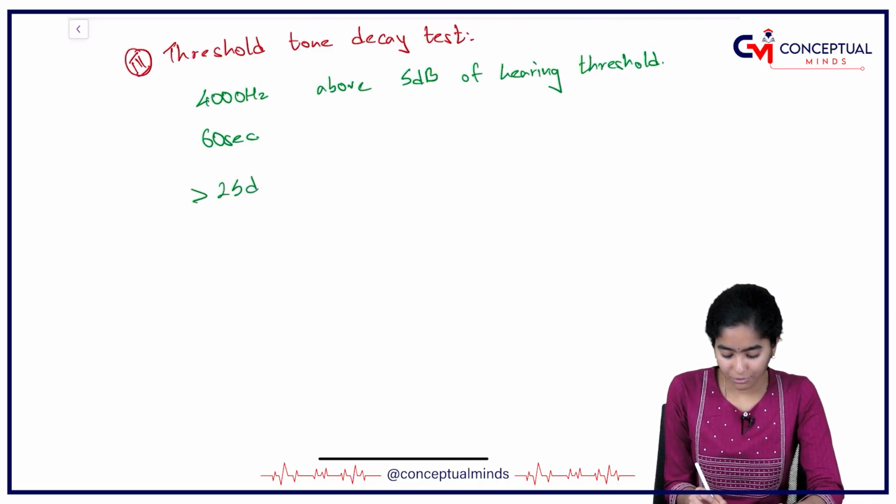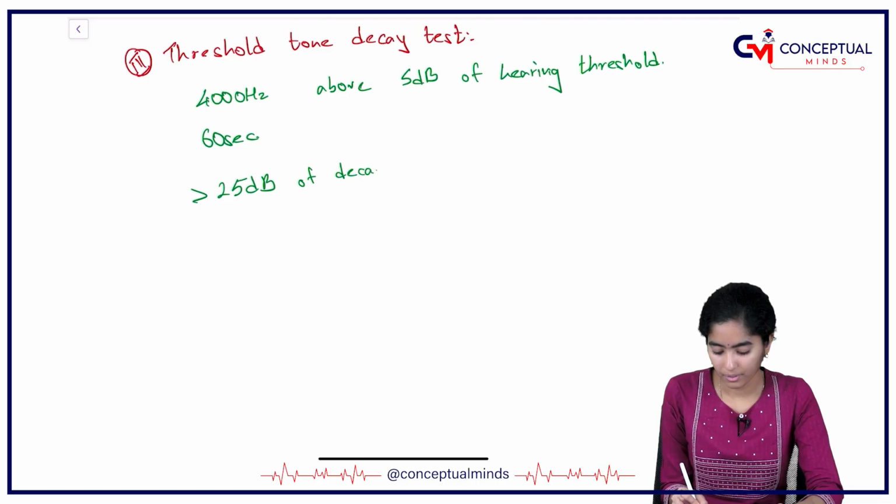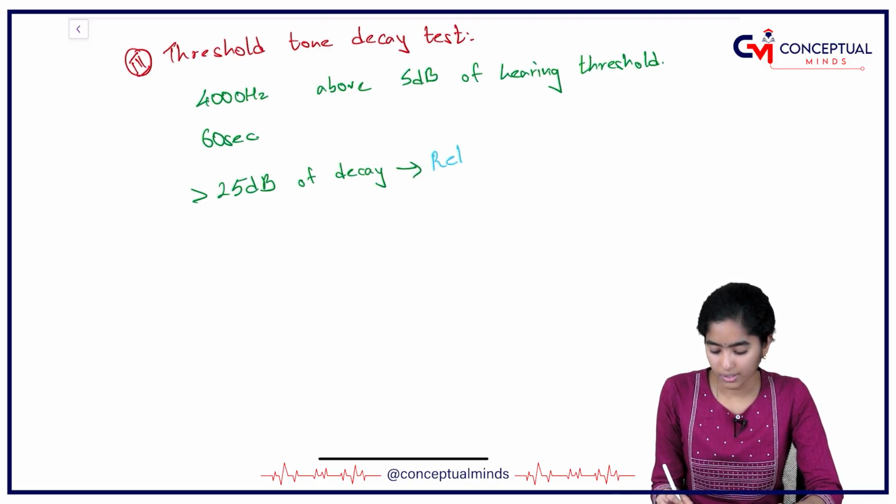More than 25 decibels of decay is diagnostic of retrocochlear lesion.